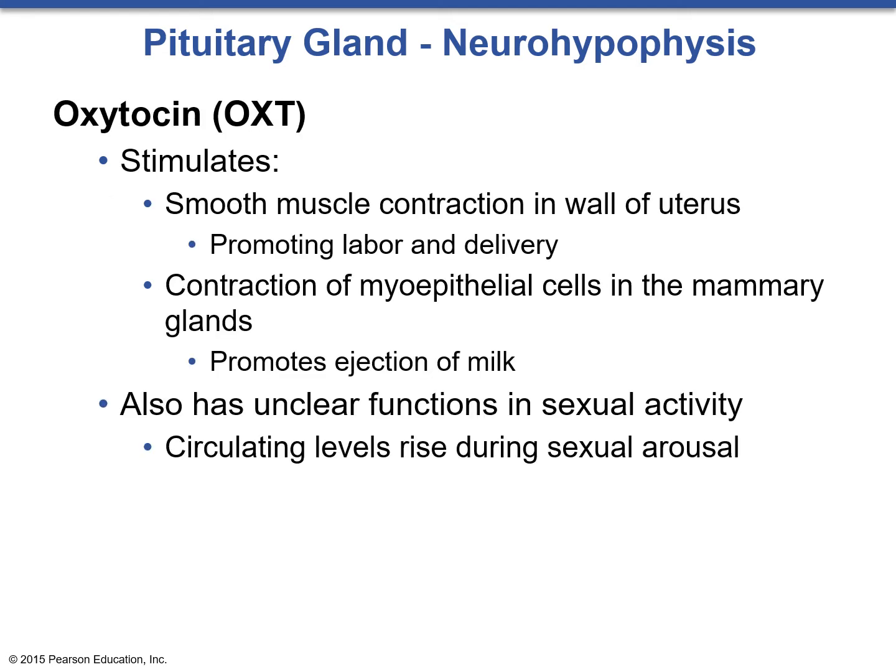Oxytocin has a few different effects. It stimulates smooth muscle contractions in the walls of the uterus, promoting labor and delivery. It's one of the few examples we have of a positive feedback mechanism in the body. The contraction of the myoepithelial cells in the mammary glands is also stimulated by oxytocin. This promotes the letdown or ejection reflex of milk. It also has unclear functions in sexual activity, but circulating levels of oxytocin rise during sexual arousal. We believe this might even be a hormone that is directly related to attraction or even love.